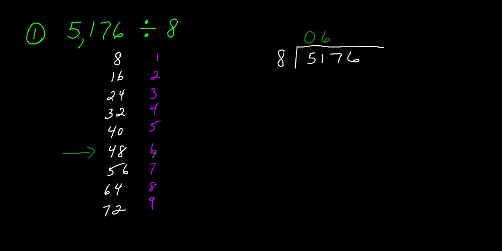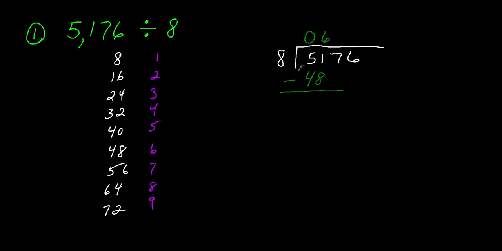Well, 8 times 6, remember there's an 8 times right here. 8 times 6 is 48. I just continue this process. So 8 times 6, 48. I put a 48 right here, right below the 51, and I subtract. So that's what I'm going to do next. Let's subtract 51 minus 48.